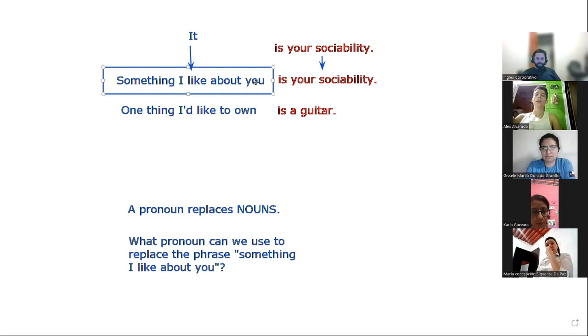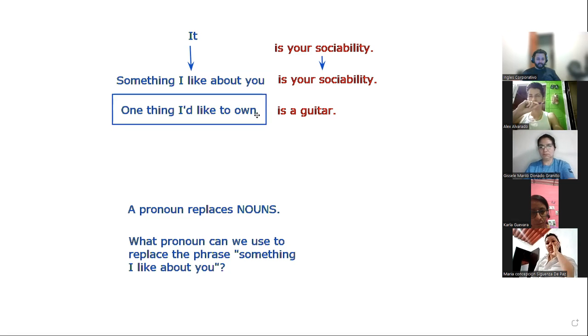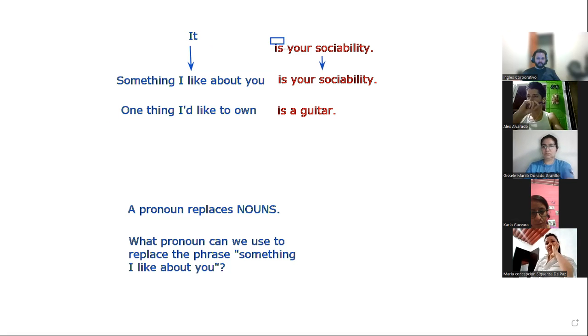Yes, and I have a question. The second sentence, I can use "it" too. Yes, absolutely, you can use it, exactly. So "it is a guitar." Yes, right. Usually, guys, you're going to notice that they're going to be followed by the verb "be," okay?